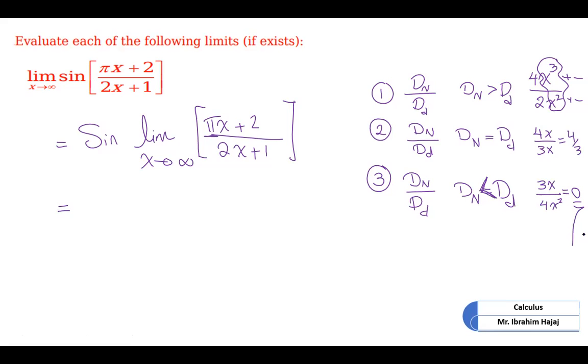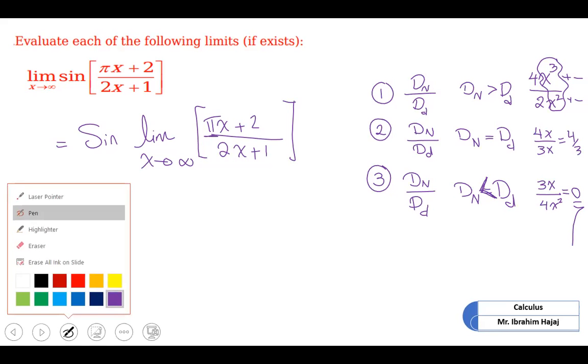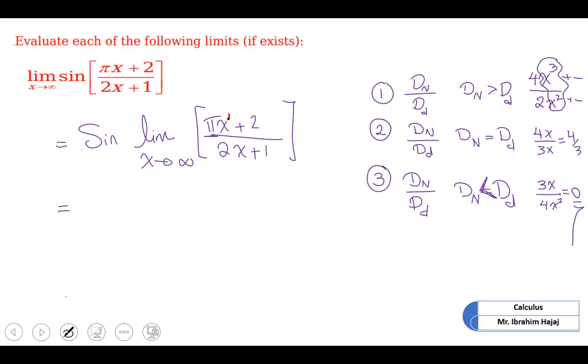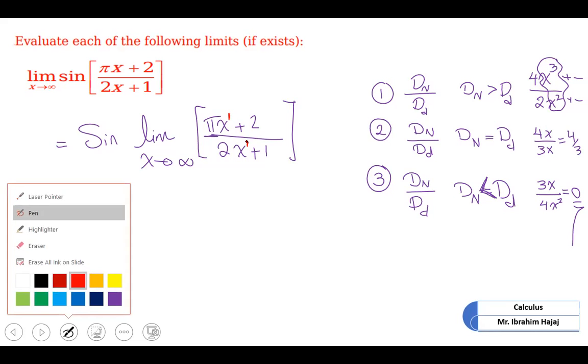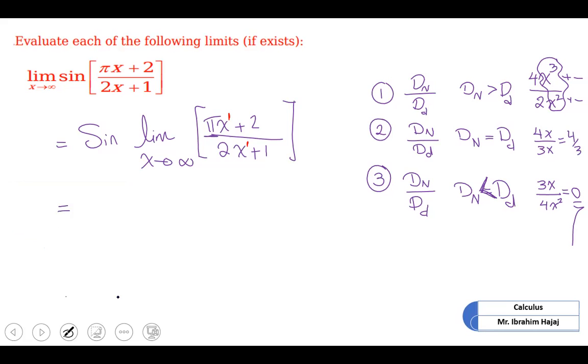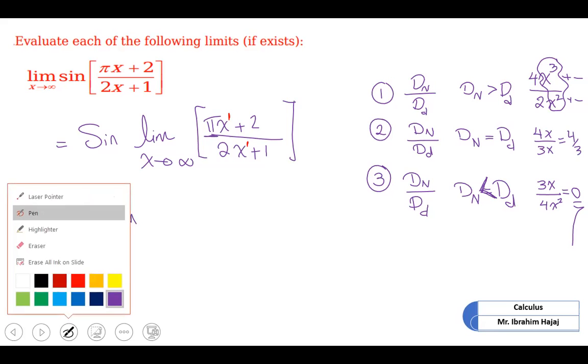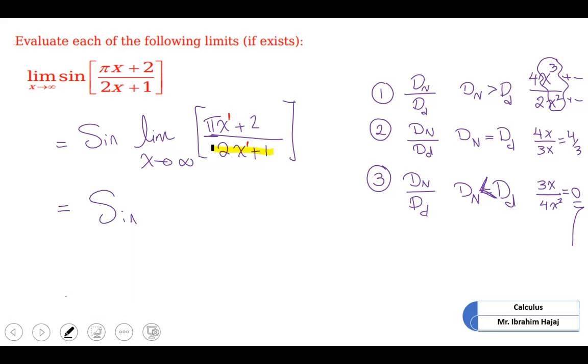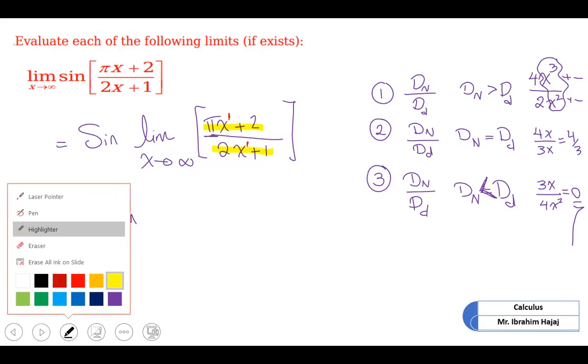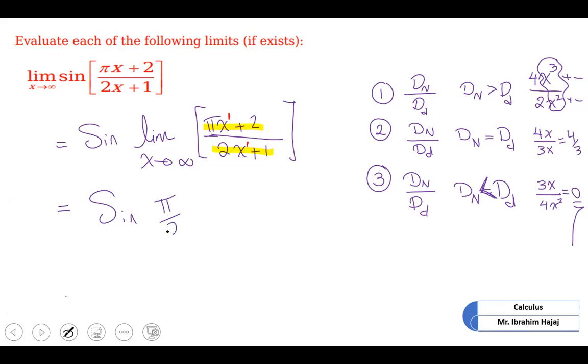So simply here, guys, do we have the first, second or third case? I think we have the second case, when the 2 degrees are equal. The degree of the numerator is linear, is 1, and the degree of the denominator is 1. So directly you write that your answer will be sine of the limit as x approaches infinity of this whole function, which is equal to pi over 2.